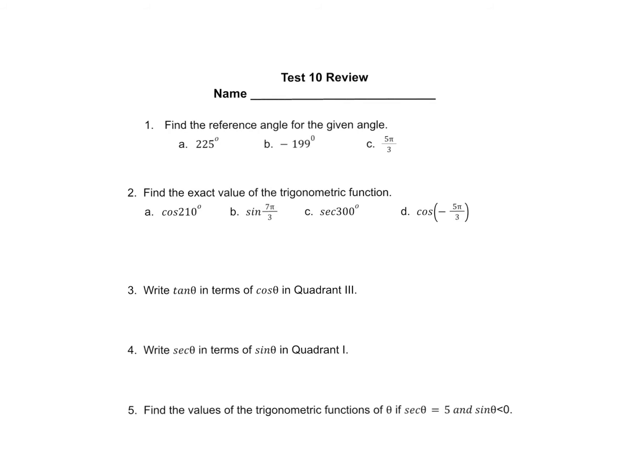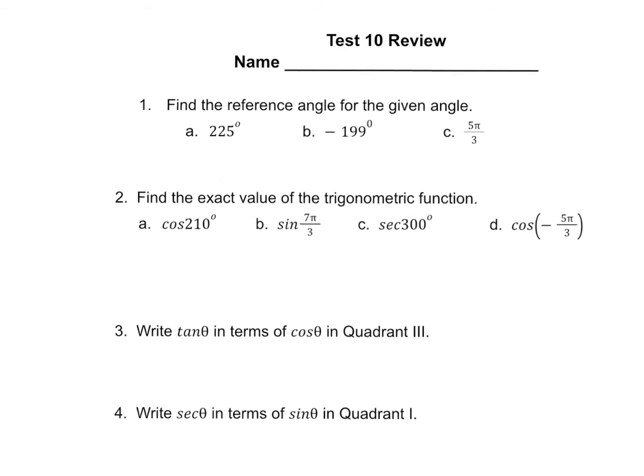Okay, so number one says find the reference angle for each angle. Remember, reference angle is how far away your angle is from the x-axis. It's got to be acute. 225 is 45 away from 180, so it's 45 degrees. Negative 199 is 19 degrees away from 180, so it's 19 degrees.